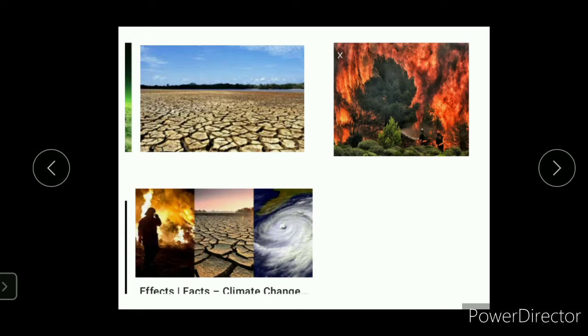Sometimes we see that there is heavy rainfall and sometimes there is none. That means we are unable to predict what is happening on the earth. Such a thing has been created here. So all these led to the environmental crisis.